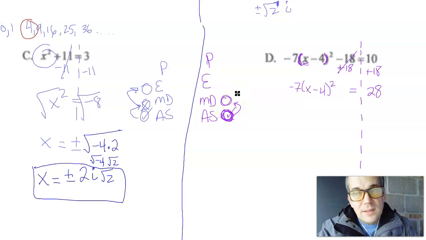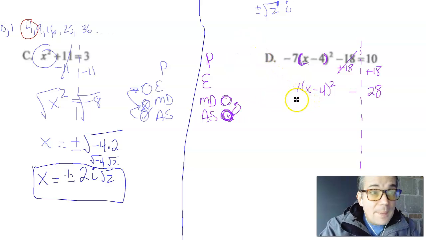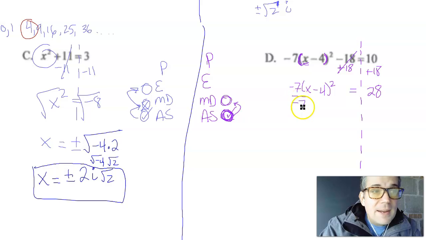Outside of those parentheses, is there any multiplication or division happening? Yes. It's being multiplied by negative 7. So I'll do the opposite of that. I will divide by negative 7.